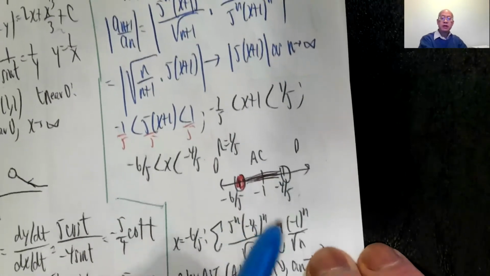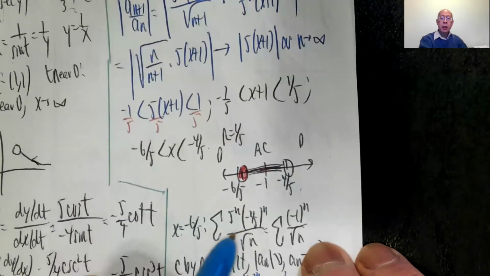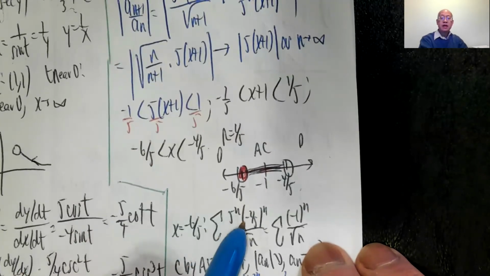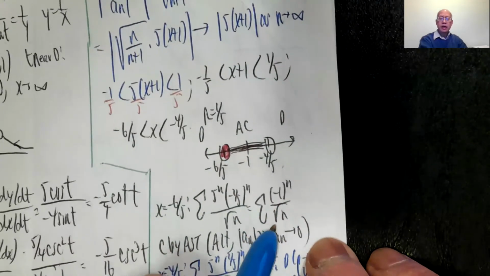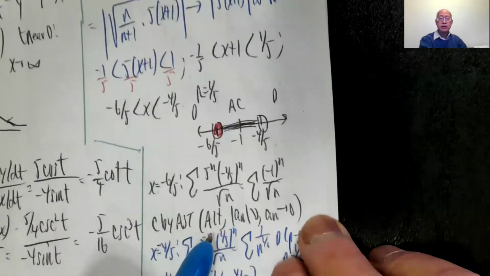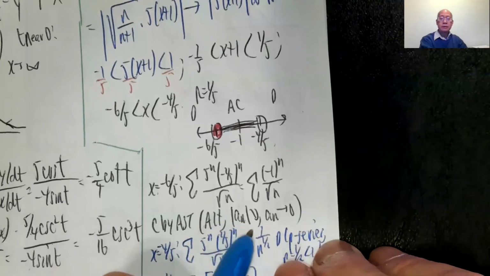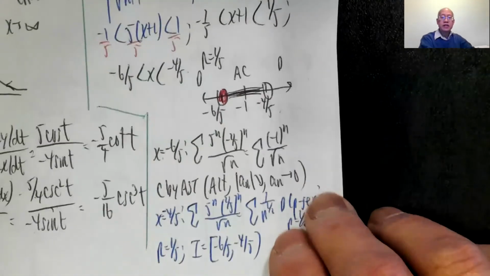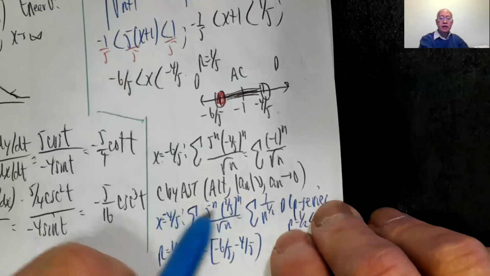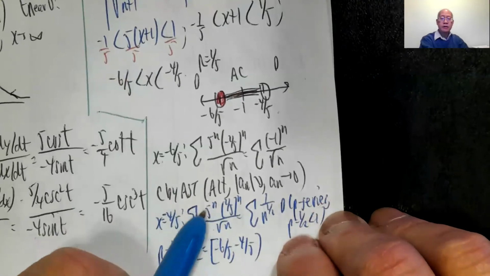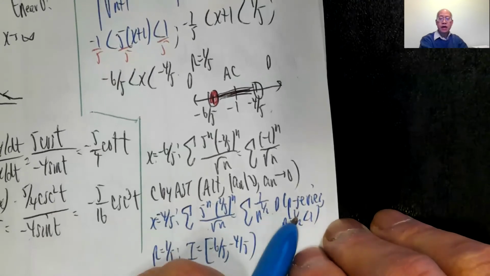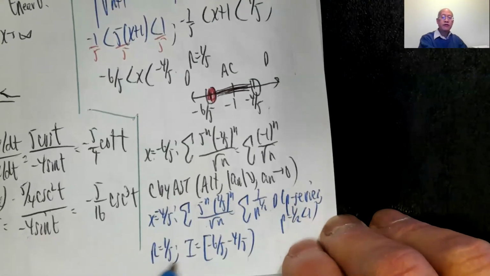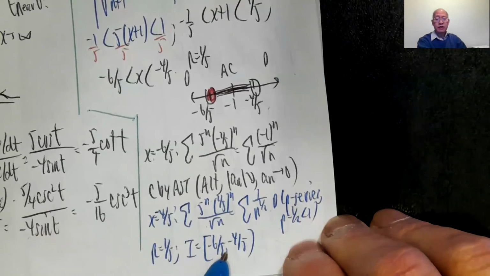Check these two separately. So plug in negative 6/5. I get 5 to the n times negative 1/5 to the n. That's negative 1 to the n over radical n. That converges by the alternating series test. Alternating terms decrease in absolute value and approach 0. If x is negative 4/5, I get 5 to the n times 1/5 to the n over radical n. That's 1 over n to the half. That's a divergent p series. P is a half, which is less than 1. So r is 1/5. Interval of convergence is negative 6/5 to negative 4/5.